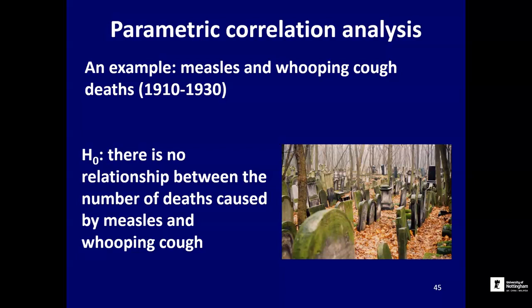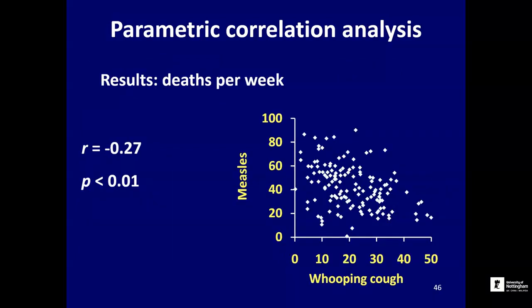And what we're going to do here is look at death data from the early part of the 20th century from different cities in the UK and look to see whether there's a negative association, which is what we might expect, between the two diseases, or whether instead the null hypothesis is true, that there's no relationship between the numbers of deaths caused by measles and whooping cough. So it's a big data set, we've got lots of data.